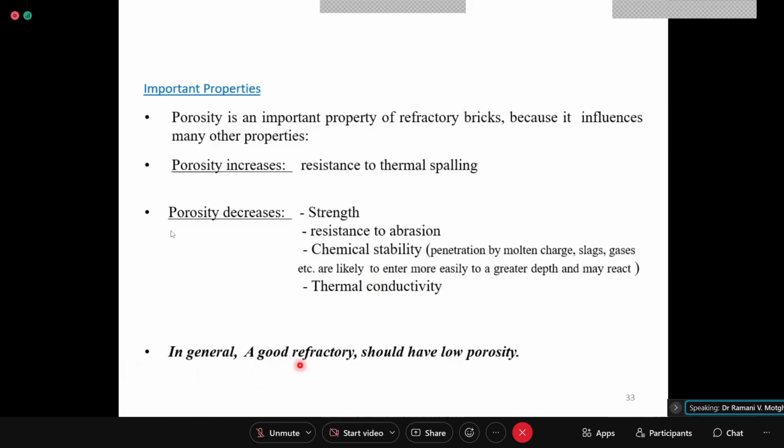In general, a good refractory should have low porosity. Okay. So finally, what is concluded? A good refractory should have low porosity.